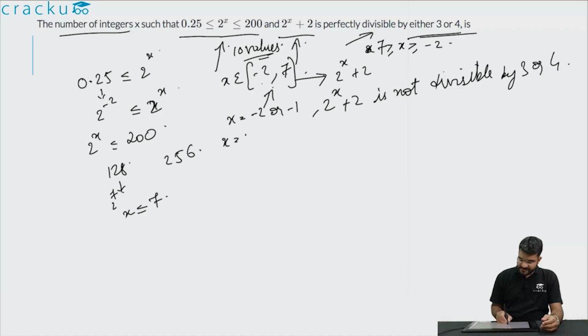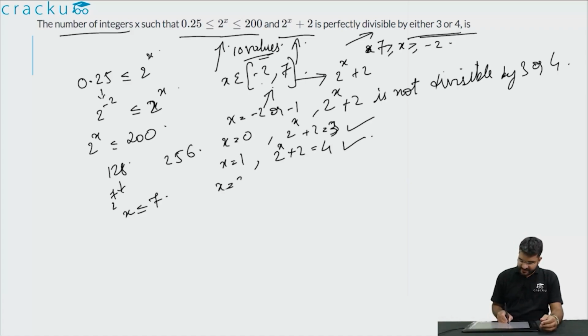When x is equal to 0, 2 to the power x will be 1. So 2 to the power x plus 2 will be 3. So this is perfectly divisible by 3. We need to check whether it is divisible by 3 or by 4. Either of the two will work fine. When x is equal to 1, 2 to the power x is 2, plus 2 will be 4. This is divisible by 4.